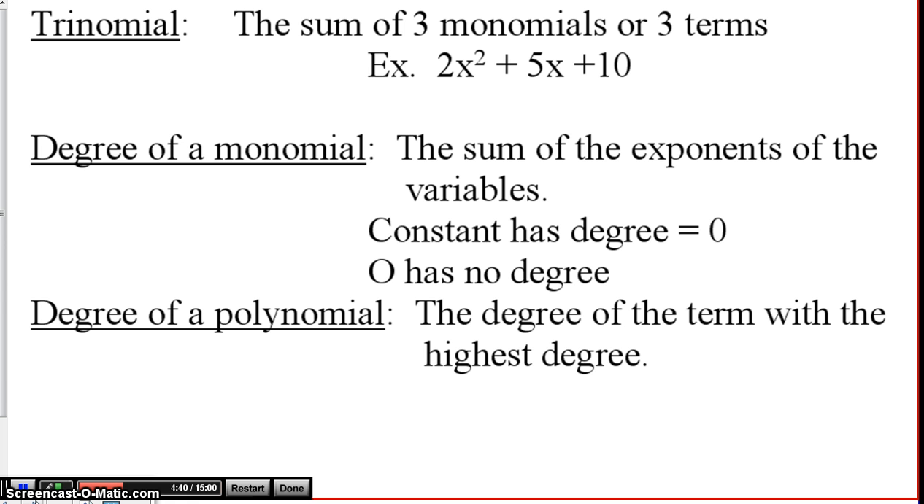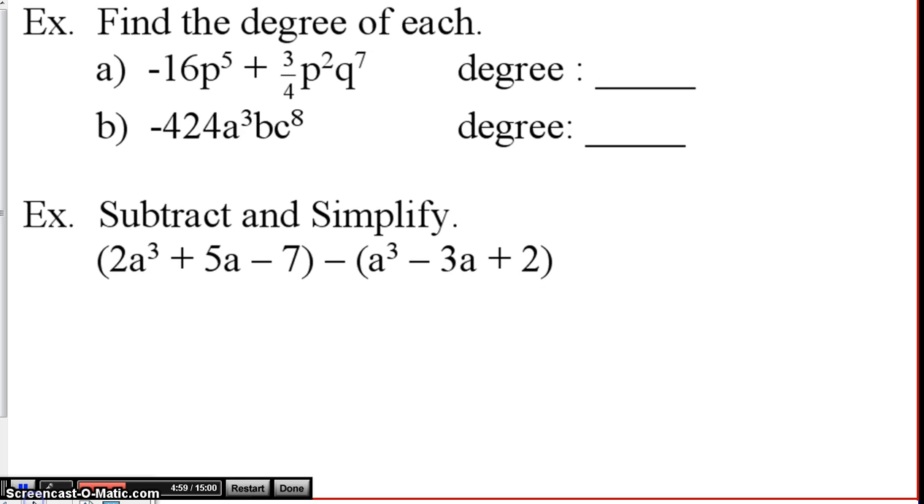Degree of a polynomial, the degree of the term with the highest degree. So again, you're looking at all the monomials that make up your polynomial, add all of the exponents together in each of those terms, and then whatever term has the highest degree, that's going to be the degree of your polynomial. Find the degree of each.